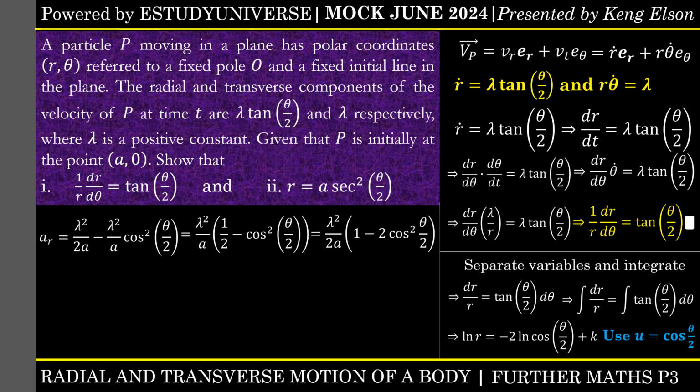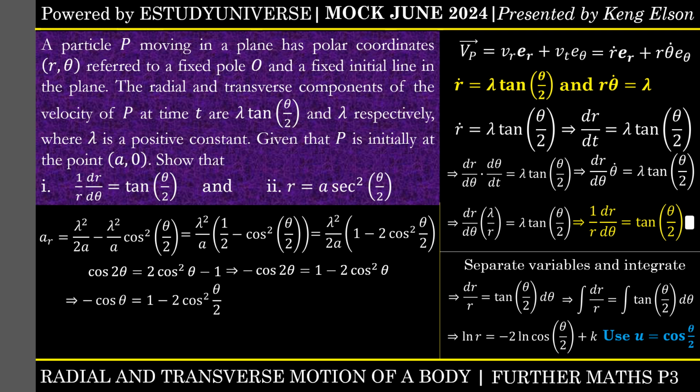Now let me recall some trigonometry identities. First of all, cos 2 theta is 2 cos squared theta minus 1, which means that if I multiply all through by negative, I get negative cos 2 theta, I just need to switch, and I have 1 minus 2 cos squared theta. Now to get cos theta, basically I need to have the angle, so I'll take 2 theta on 2 as well. I'm going to take theta on 2. It does not change anything.